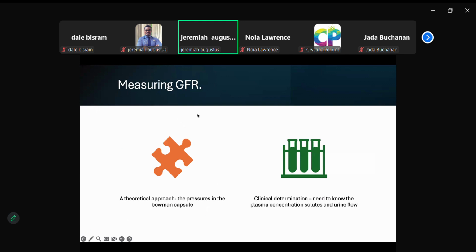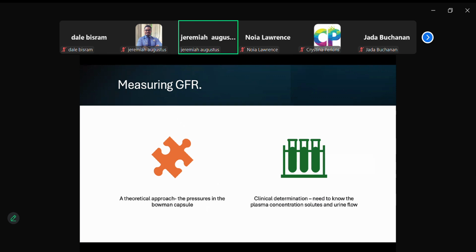And it's something. So how do we measure GFR? Now, GFR could be measured by a theoretical approach, and there's also a clinical determination, where you need to know the plasma concentration of solute and urine flow, right? For the clinical determination, we're going to leave that aside for now, because this is more practical, and we're going to look at the theoretical approach. Now, do you think that fluid just moves into the Bowman's capsule and drops out? No, there must be something. And that is why we now have to understand the pressures at play in the Bowman's capsule.